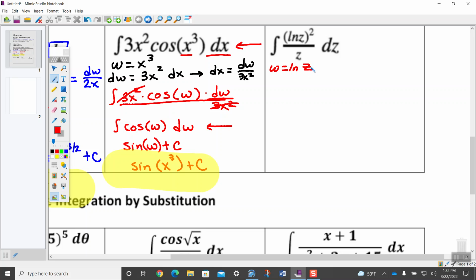Okay, so what's that make the derivative of w? Let's see if you remember. We'll see how good you are with this one. This one's a tricky derivative if you can remember it. If you can't, it's u prime over u.